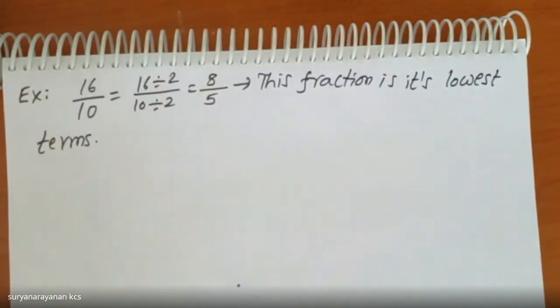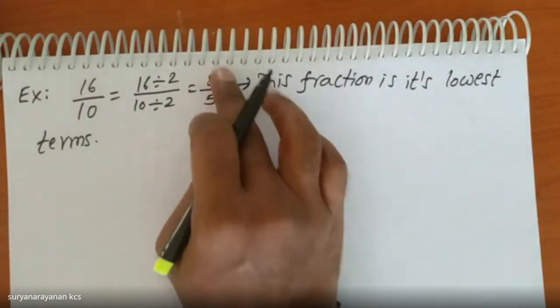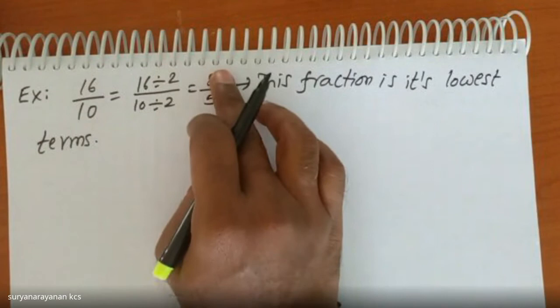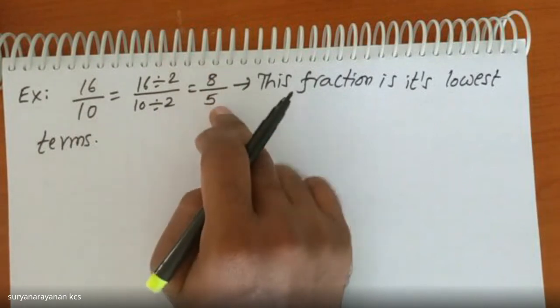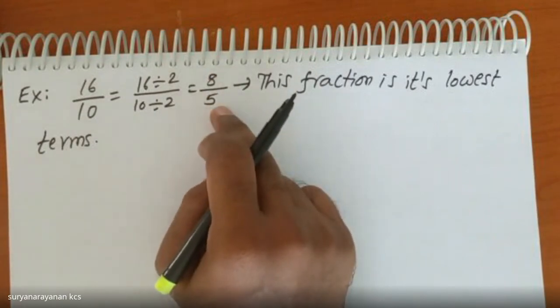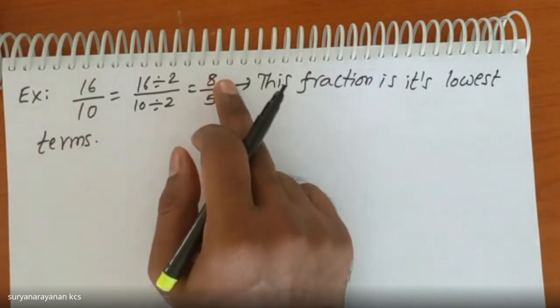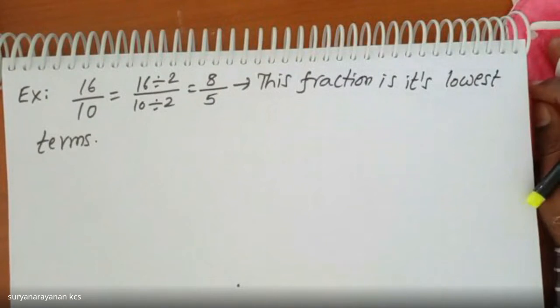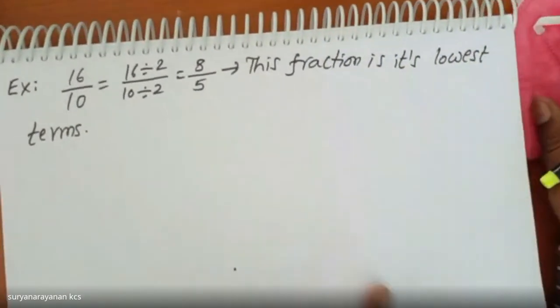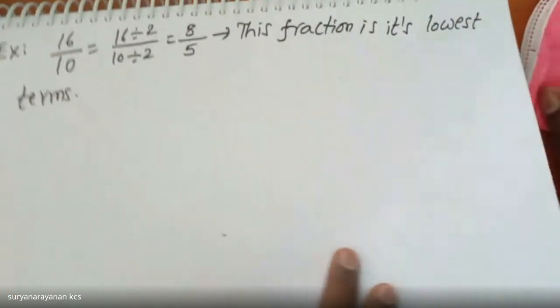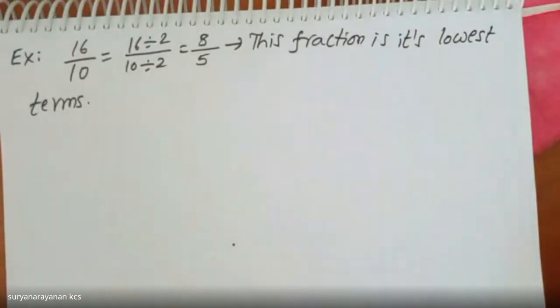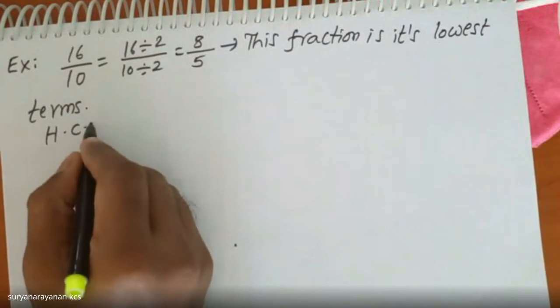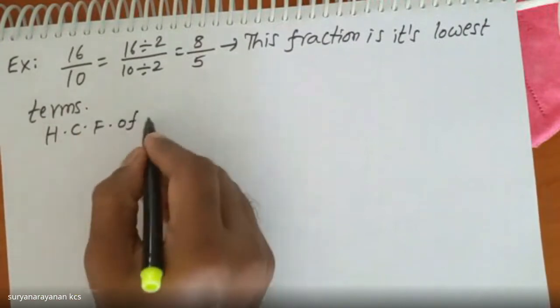How do you say a fraction is in its lowest terms? If you find the HCF of these two numbers and you get 1 as the HCF of the numerator and denominator, then we say that the fraction is in its lowest terms. Now let us find the HCF of 8 and 5.